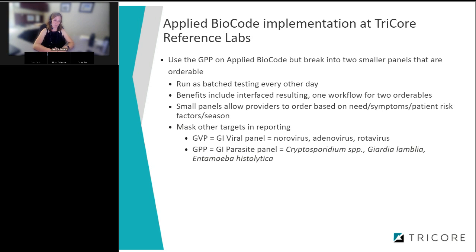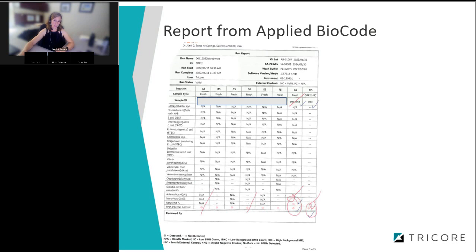So those viral pathogens tend to be a more aggressive, quicker onset of sickness and quicker resolution as well. Whereas the parasites tend to cause diarrhea that might last for a longer duration of time. And then, of course, that seasonal difference between the viruses that tend to peak in the winter and the parasites that peak in the summer. So we have these as two separate orderables that are performed on the same platform.